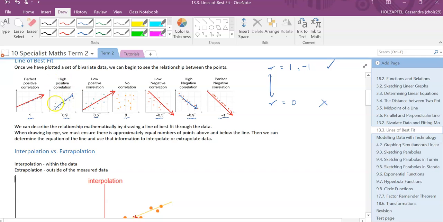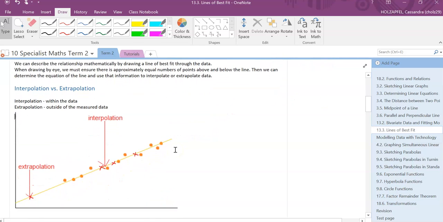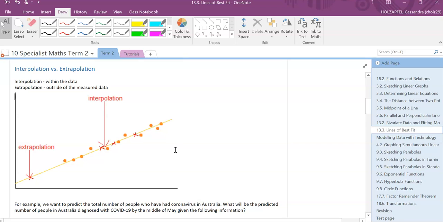Okay, so once we've done that, we know how to determine the equation of a straight line. So we can work out what this line is going to be, and that's going to be some formula of y = mx + c. Once we've found that line, we can use that to make predictions. And there are two ways that we can make predictions.